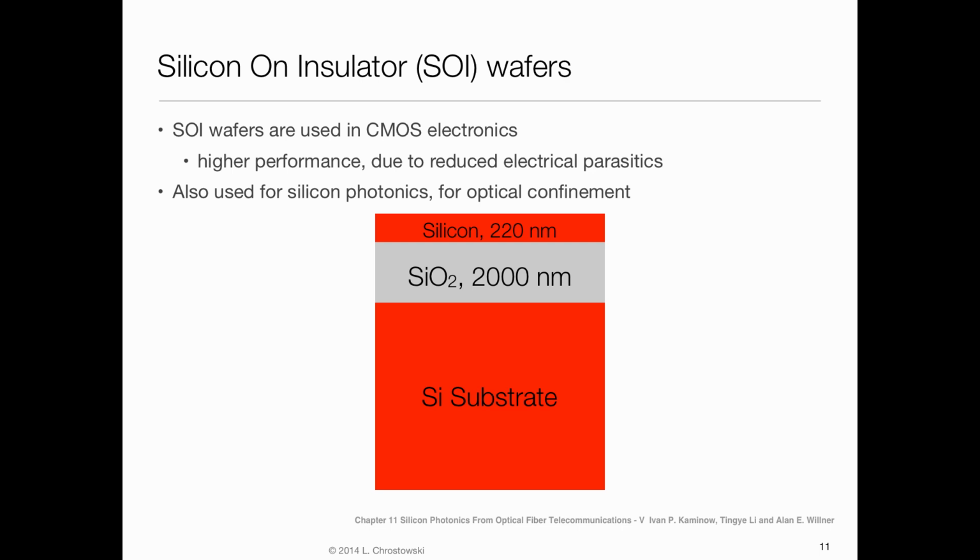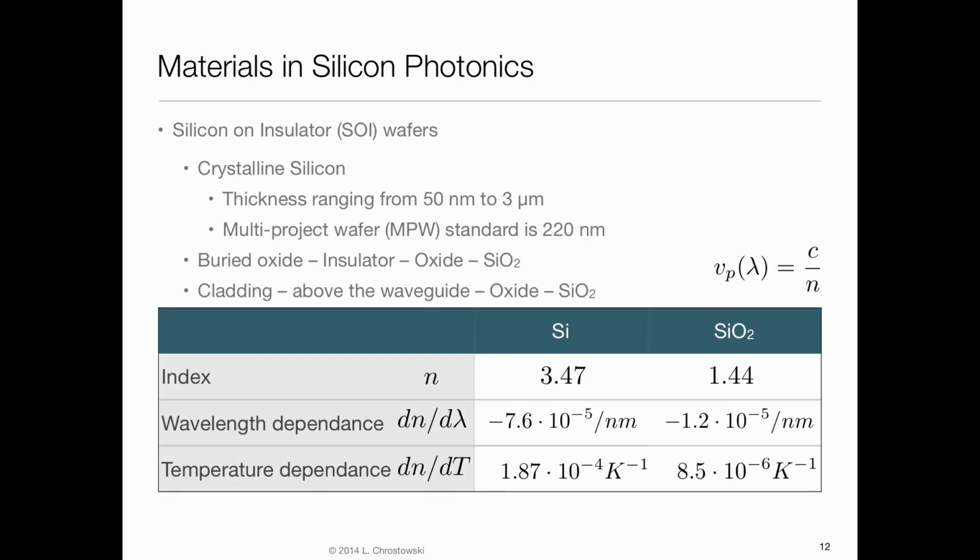The 220 nanometer thickness has become a standard used particularly by multi-project wafer foundries and foundry service providers such as IMEC, LETI, and IME in Singapore. Other thicknesses are also in use, for example, Luxtera, Kotura, and Scorpios. It should be noted that the optimal thickness is application dependent, but that 220 nanometers has been a highly used standard. The wafers are fabricated using thermal oxidation, smart cut technology to create a thin layer of silicon, and wafer bonding. Let's focus on the material properties of the SOI wafers.